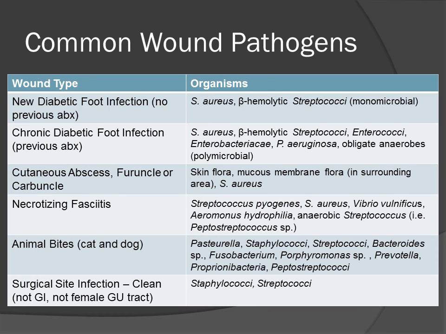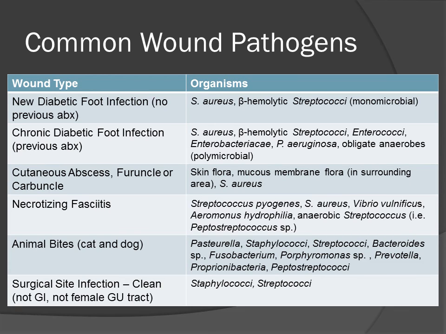So if you've got a new diabetic foot infection and no previous antibiotics, it's likely to be Staph aureus or beta hemolytic streptococci, but it's typically a monomicrobial infection and not polymicrobial. When you have a chronic diabetic foot infection, it's most often polymicrobial, especially if you've had previous antibiotics, and can include any one of the organisms listed.